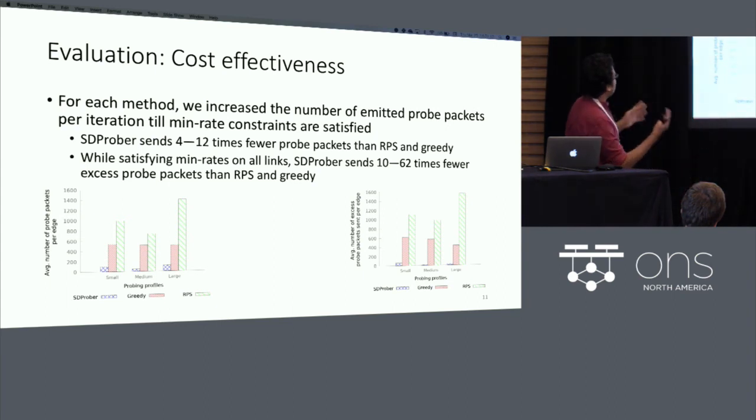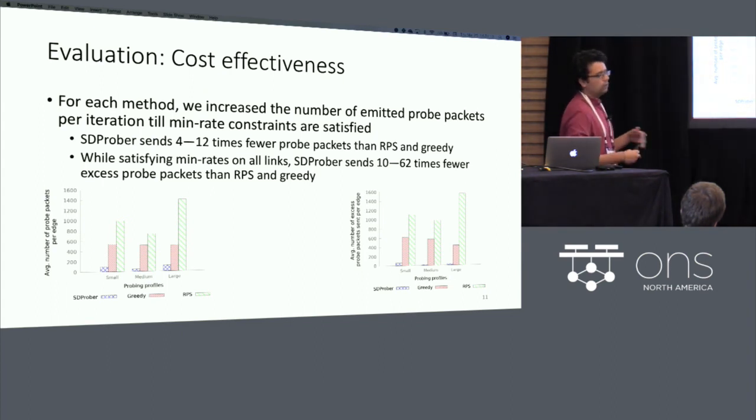So by this, we're able to show that we're not violating the upper bound, but also satisfying the lower bound, which is the minimum number of probe packets or measurements which needs to be conducted on all the links.